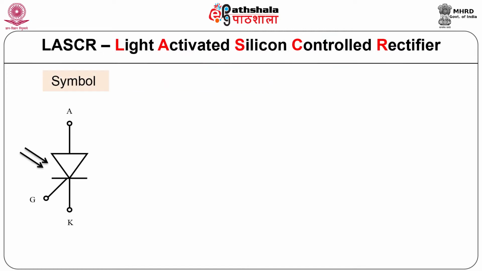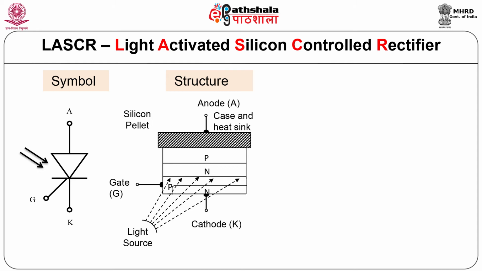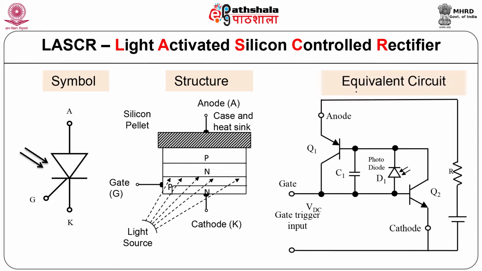LASCR, that is light activated silicon control rectifier. This we have already studied. Its symbol is shown in the figure. Its structure is PN, but with one window. This window is necessary for the exposure of light. Its equivalent circuit is also shown in the figure. It is a PNP transistor with a photodiode. These also we have studied already.